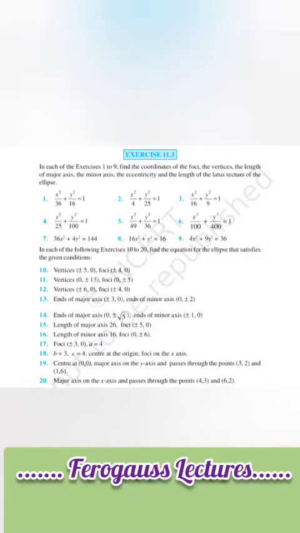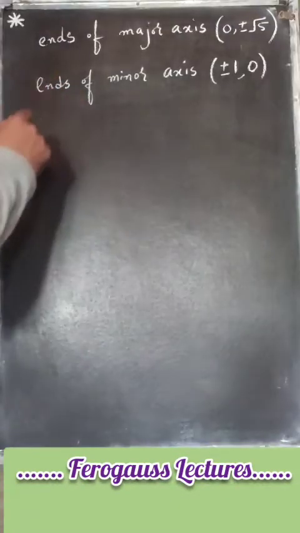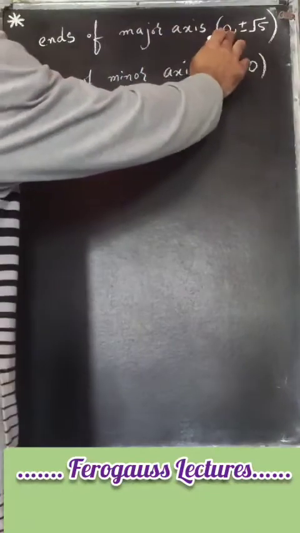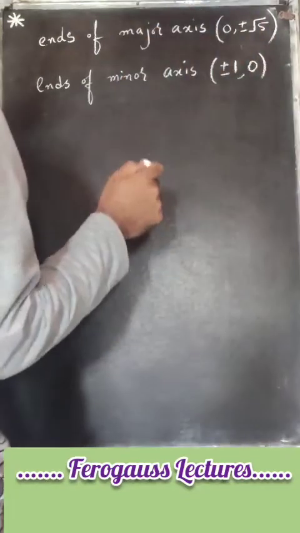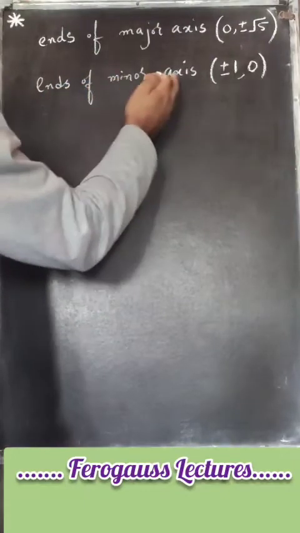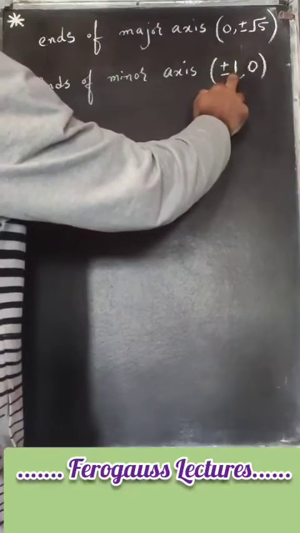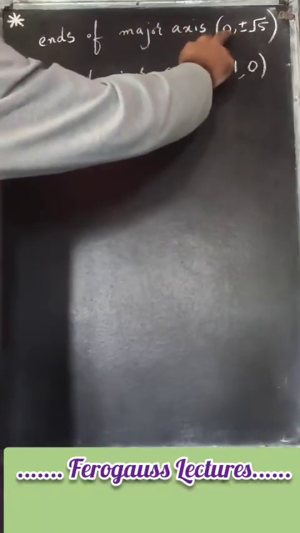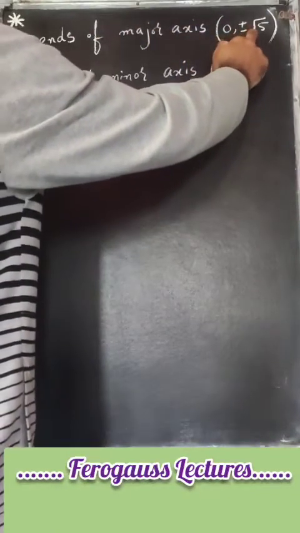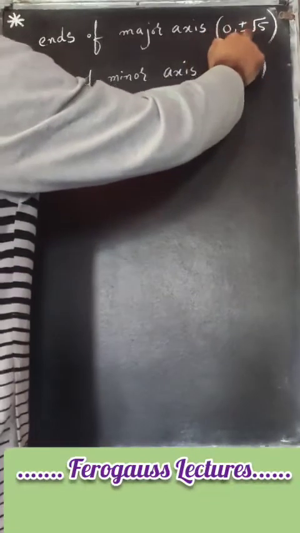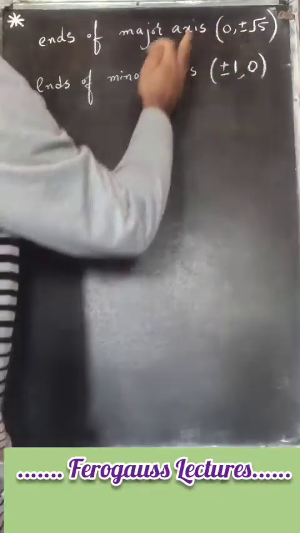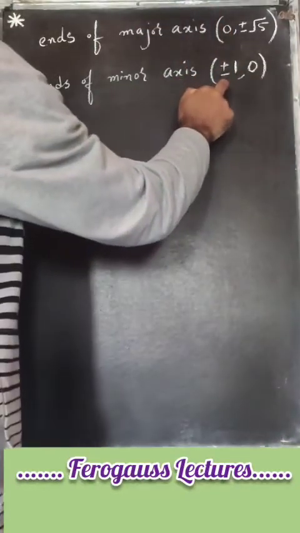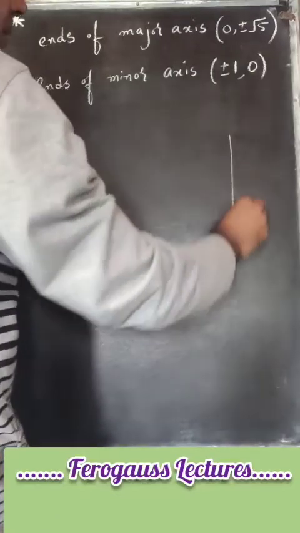Now we will take question number 14. Now in this question we have to find the equation of ellipse where coordinates of endpoints of major axes are given as 0, plus minus square root of 5, and coordinates of endpoints of minor axes are given as plus minus 1, 0. Okay? Since the coordinates of major axes are 0, plus minus square root of 5, x coordinate is 0 and y coordinate is plus minus square root of 5, that means major axis is along y-axis as x is 0 and minor axis is along x-axis. So the ellipse is like this.